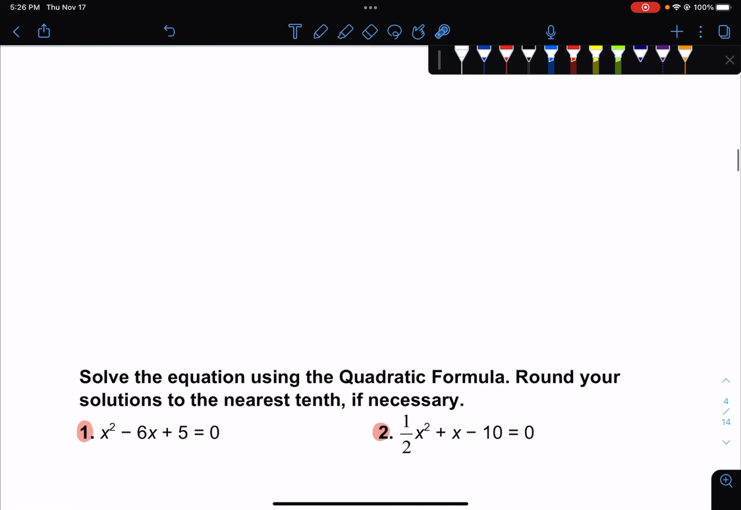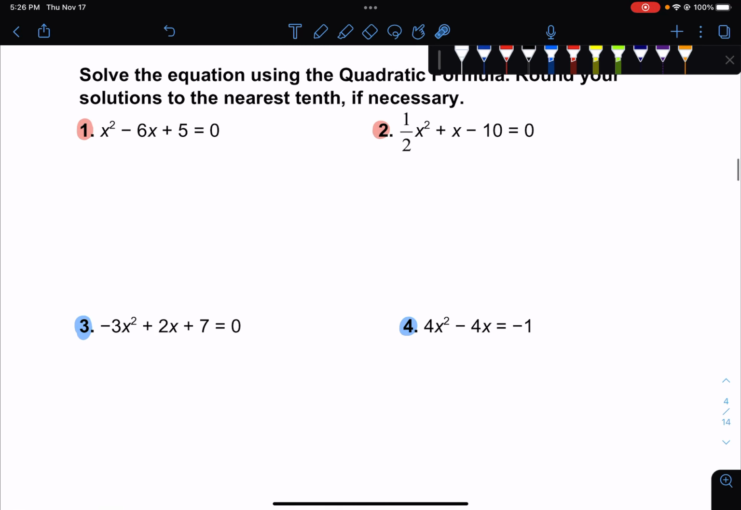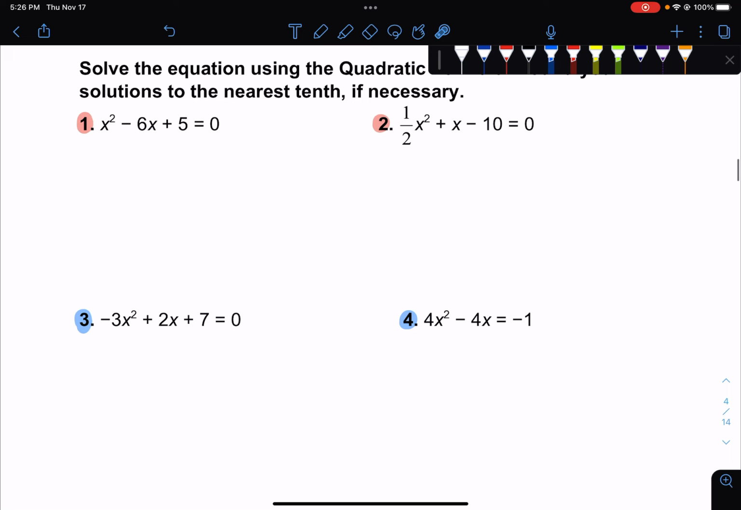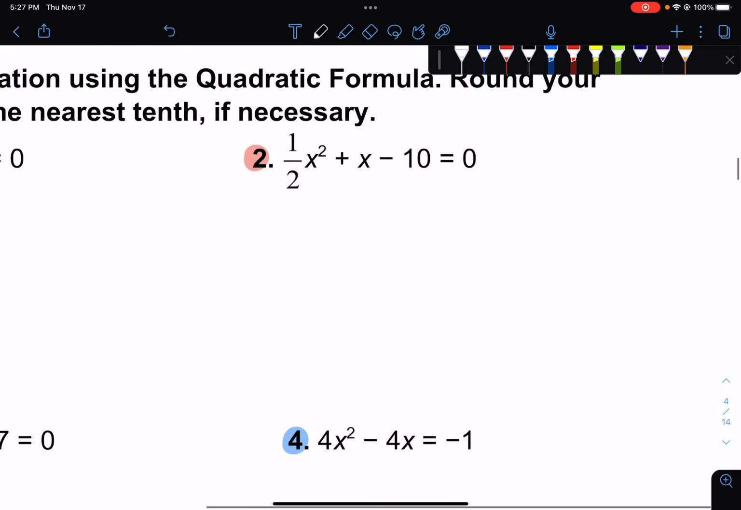All right, let's do another example. Let's do number 2. We got 1/2 x squared plus x minus 10 equals 0. So it already equals 0. Perfect. So that means that a is equal to 1/2.